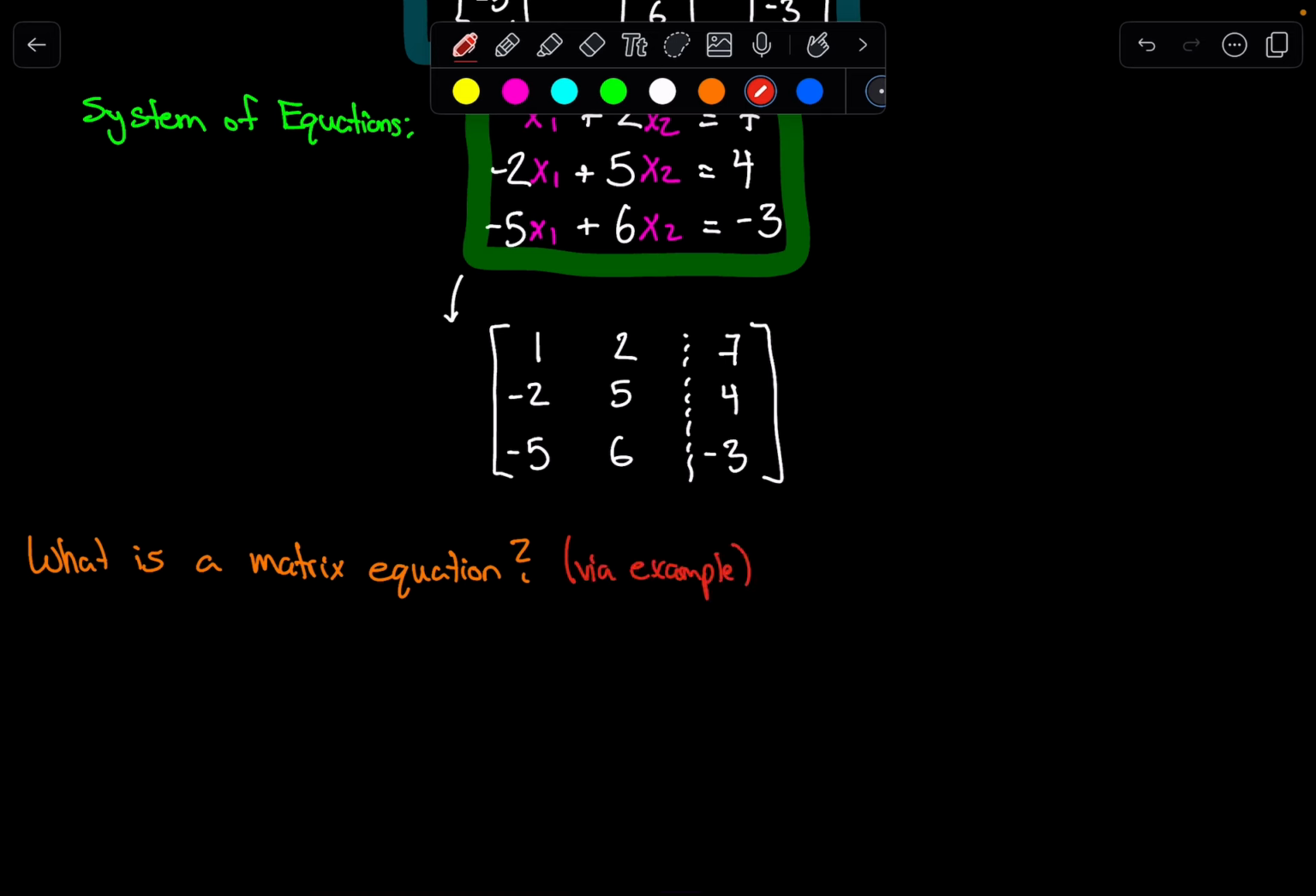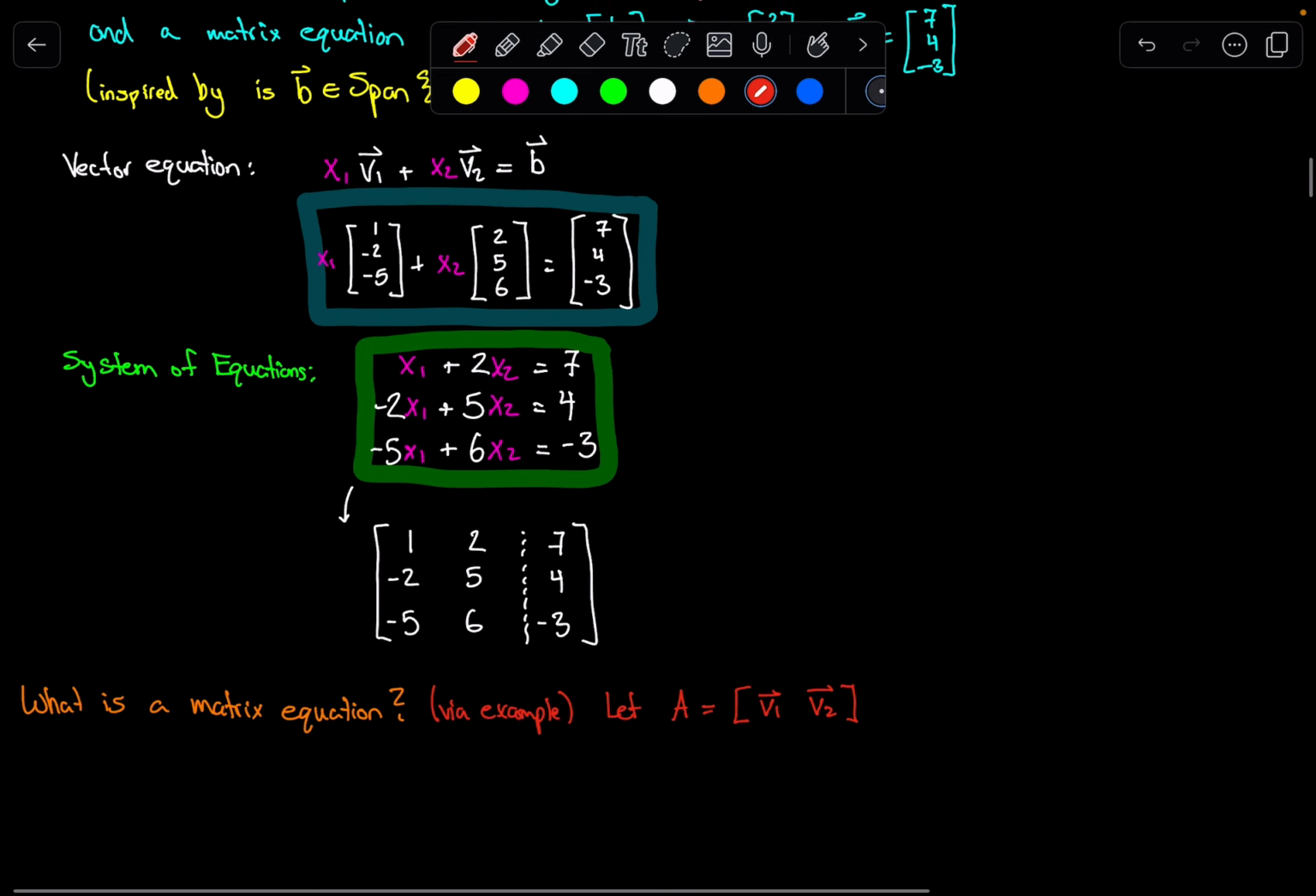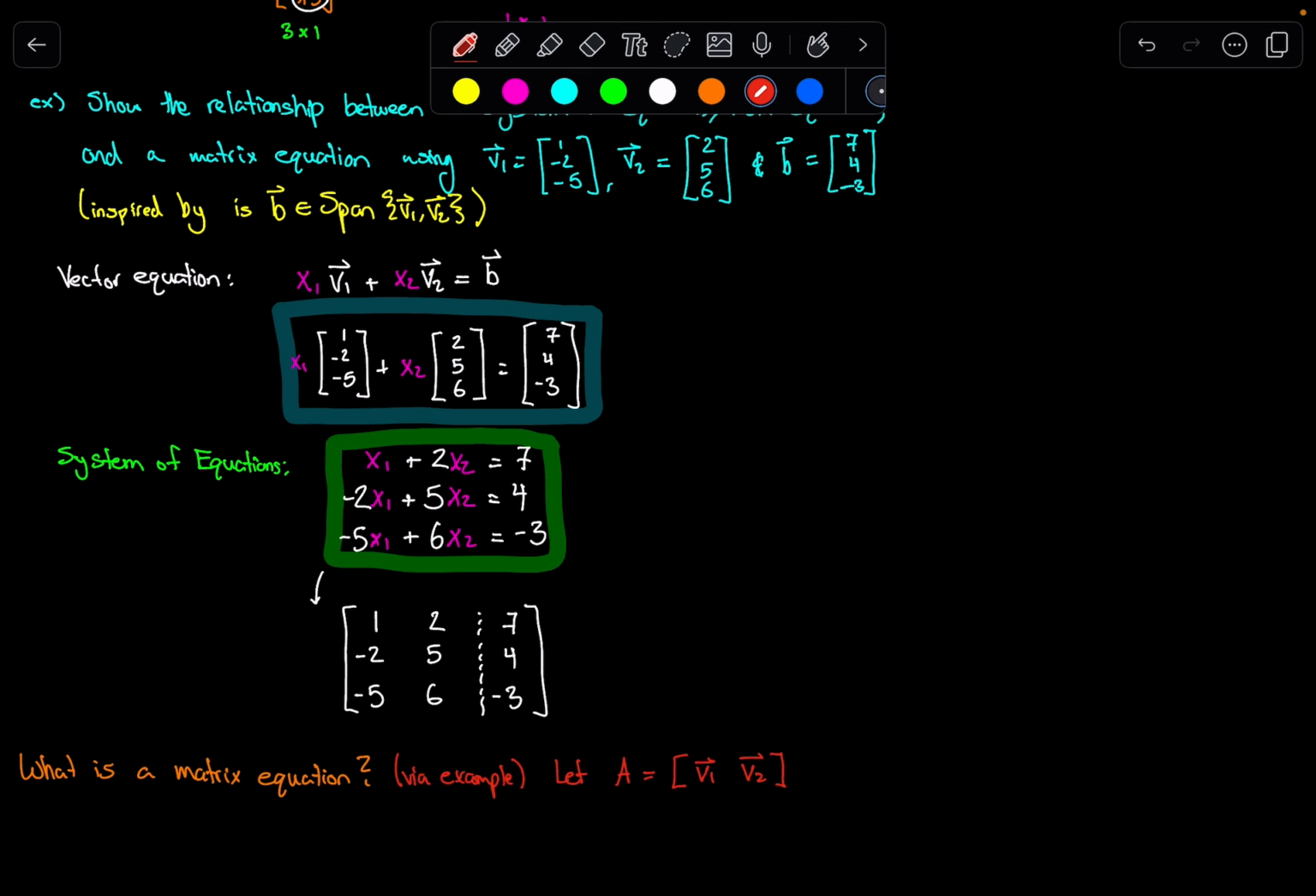So via example, let's let the matrix A be equal to a matrix whose entries consist of the column vector v1 and the column vector v2. Just to zoom out, v1 and v2 are coming from the earlier part of our problem right here. Okay. So what does A actually look like? A is actually going to be this 3x2 matrix that consists of 1, -2, -5, and 2, 5, 6.